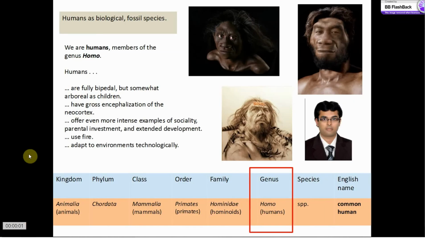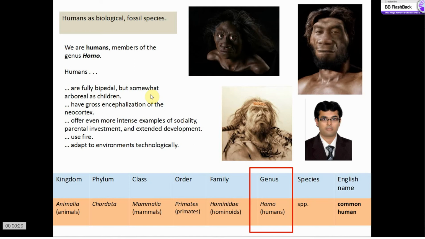So, to talk about humans, right? We're going to stick to humans as a biological fossil species for this lecture. So, we are humans, members of the genus Homo. And as you already know, humans are fully bipedal, although we're a little bit arboreal as kids, aren't we? It's a lot easier for children to climb trees than it is for adults to. And we do certainly seem to be drawn to trees.